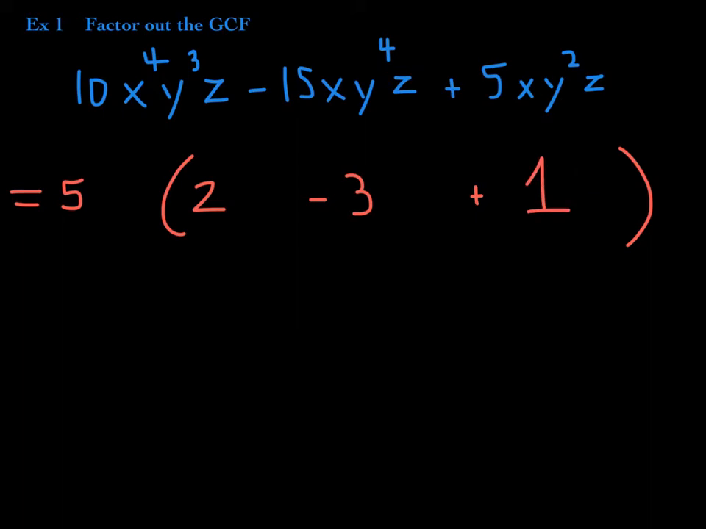Now let's talk about the variables. Look at all of your x variables. This is x to the fourth power. This is x to the first power. This is x to the first power. What's the greatest number of x's that they all have in common? You cannot say x to the fourth because this term does not have x to the fourth, right? It doesn't have that many x's. Neither does this one. The greatest number of x's that you can factor out is only 1x, or x to the first power.